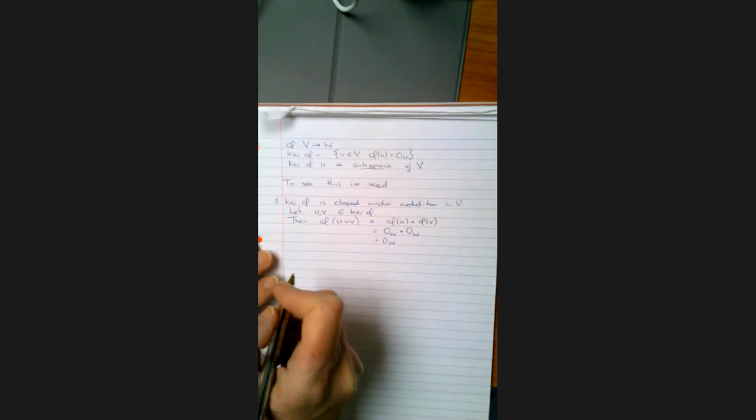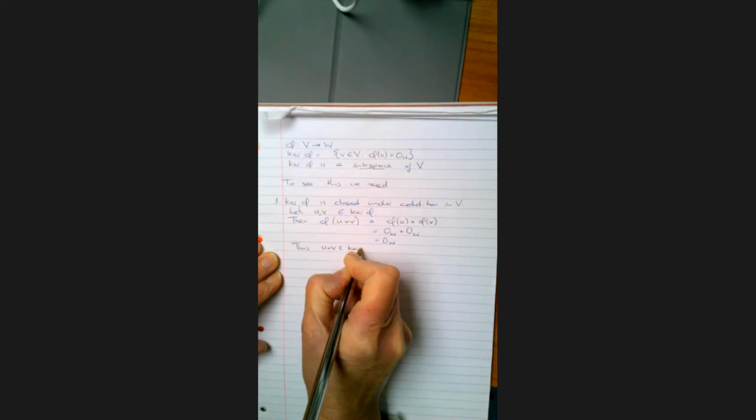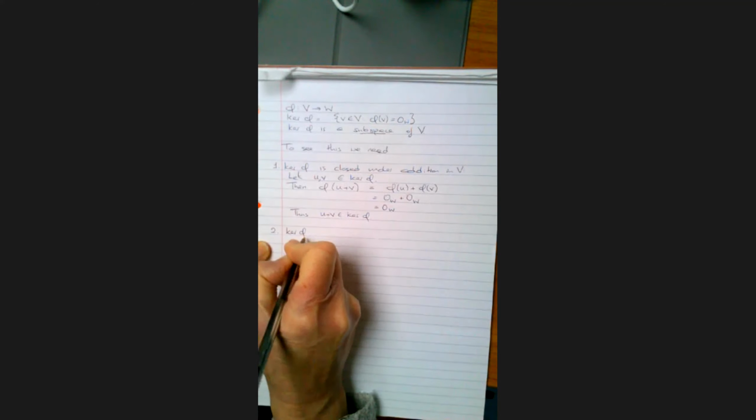So certainly the conclusion there is that u plus v belongs to the kernel of phi whenever u and v separately do. And so the kernel of phi is closed under addition in the vector space V. Okay, so the second thing that we need to show is that the kernel of phi is closed under multiplication by scalars.